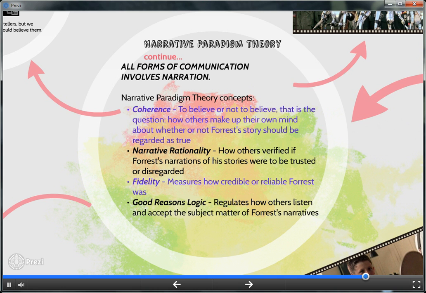In essence, the narrative paradigm theory basically is an explanation of why we tell the stories that we do and how we come to conclude which of the stories to reject or accept. Click on the video to the left to view how Forrest explains that he is the owner of the bubblegum shrimp business to seniors in the park while using logic of good reasons to assess narrative fidelity.